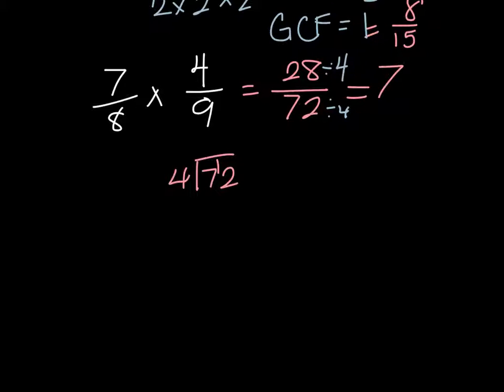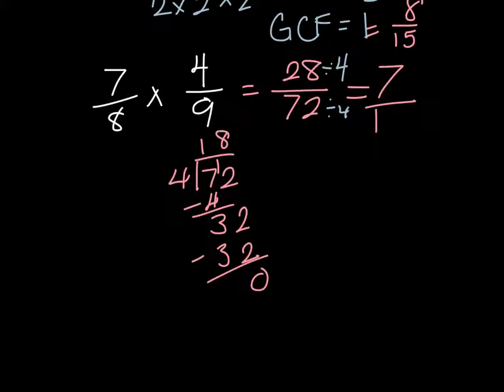So I've got 4 being divided into 72. So how many 4s in 7? I have 1. 1 times 4 is 4. 7 minus 4, I get 3. Bring down your 2. How many 4s in 32? 8. And then 4 times 8 is 32. Therefore, my answer is 18. So my answer to this question is 7/18.